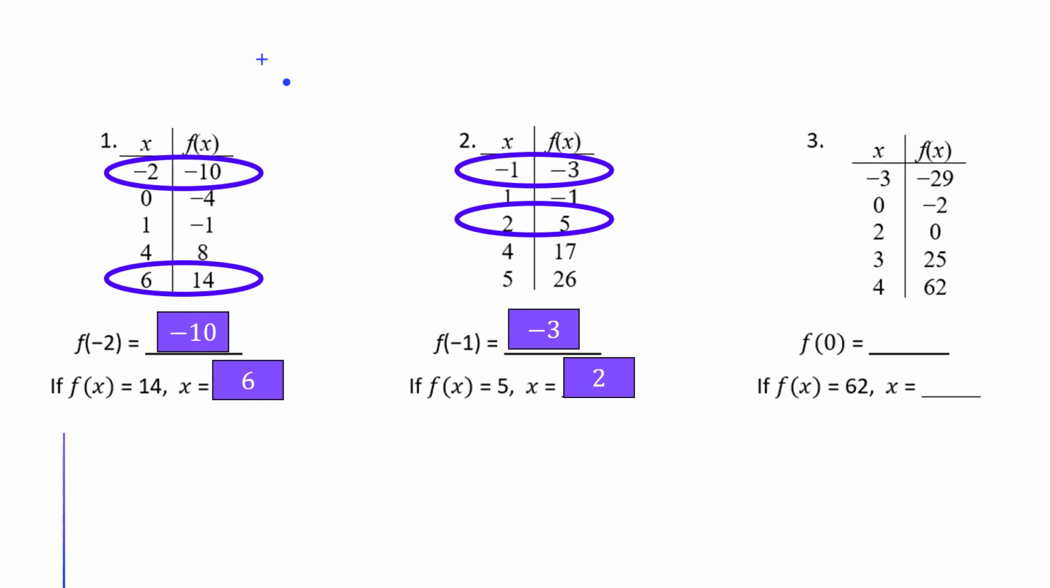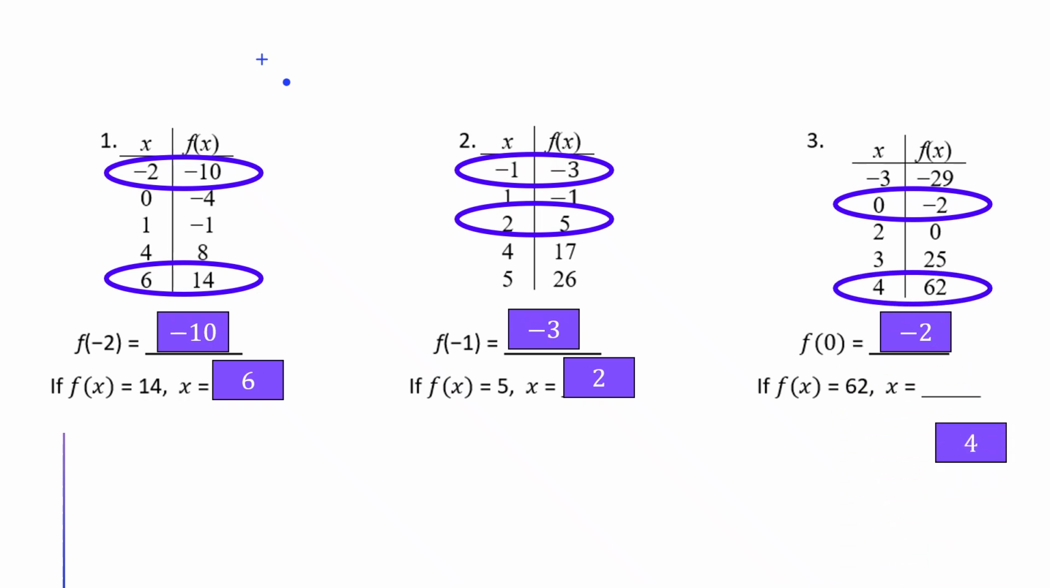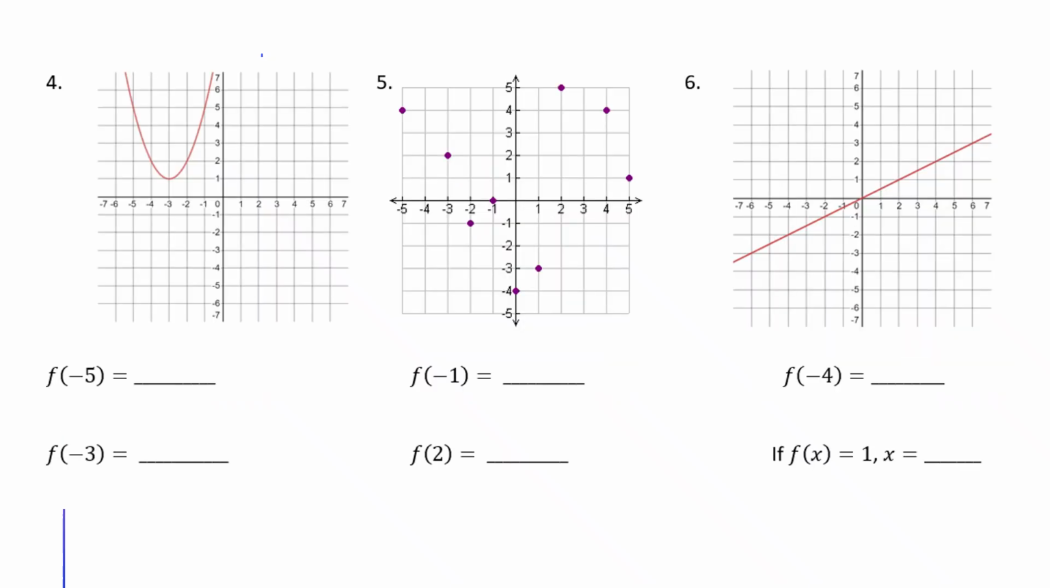And then in table number 3, f of 0 would be -2. And if f of x is equal to 62, the x value is 4. Just a little practice in reading these tables. The next couple problems deal with functions that are shown as graphs. So we're trying to figure out what function notation looks like with a graph.